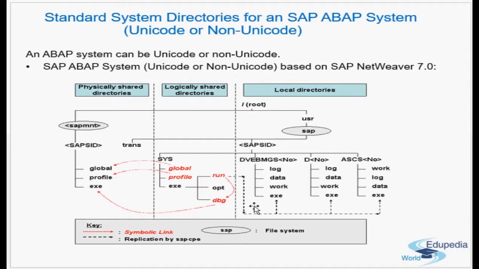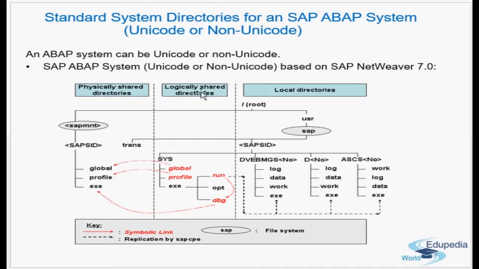A link is nothing but, if you connect two directories through a symbolic link, that means the contents are shared. So as of now, think that if I am connecting one directory to another directory through a symbolic link, then the two directories share the same contents. So just keep in mind what the important directories under root are, which ones are physically shared, which ones are logically shared and which ones are local directories.